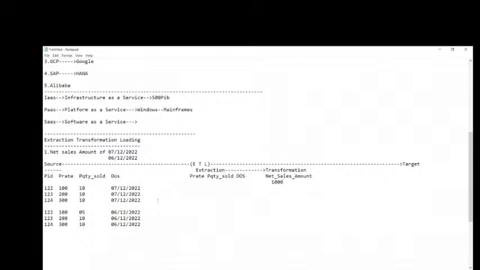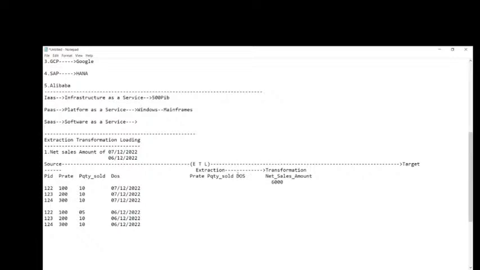Next, 200 into 10 means what? 2000. Very good. Now 300 into 10 means what? 3000. Now sum it: 1000 plus 2000 plus 3000. What is the total amount? Very good, we have a total of 6000. So 6000 is the total amount.